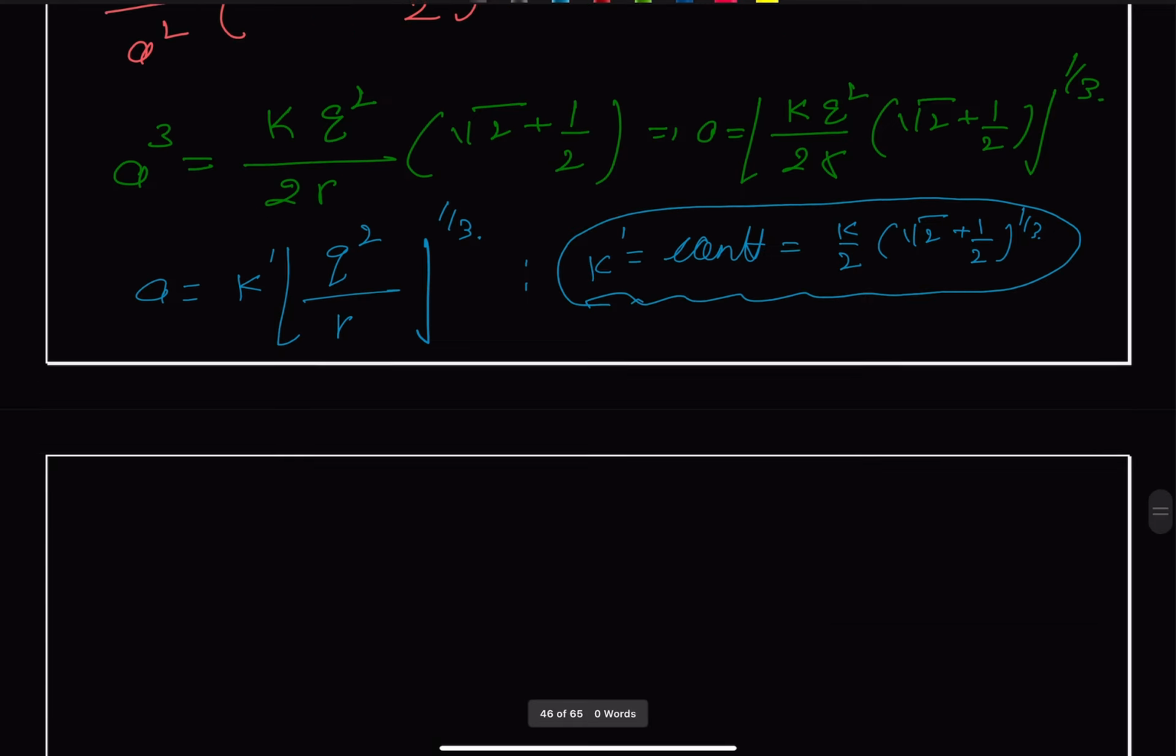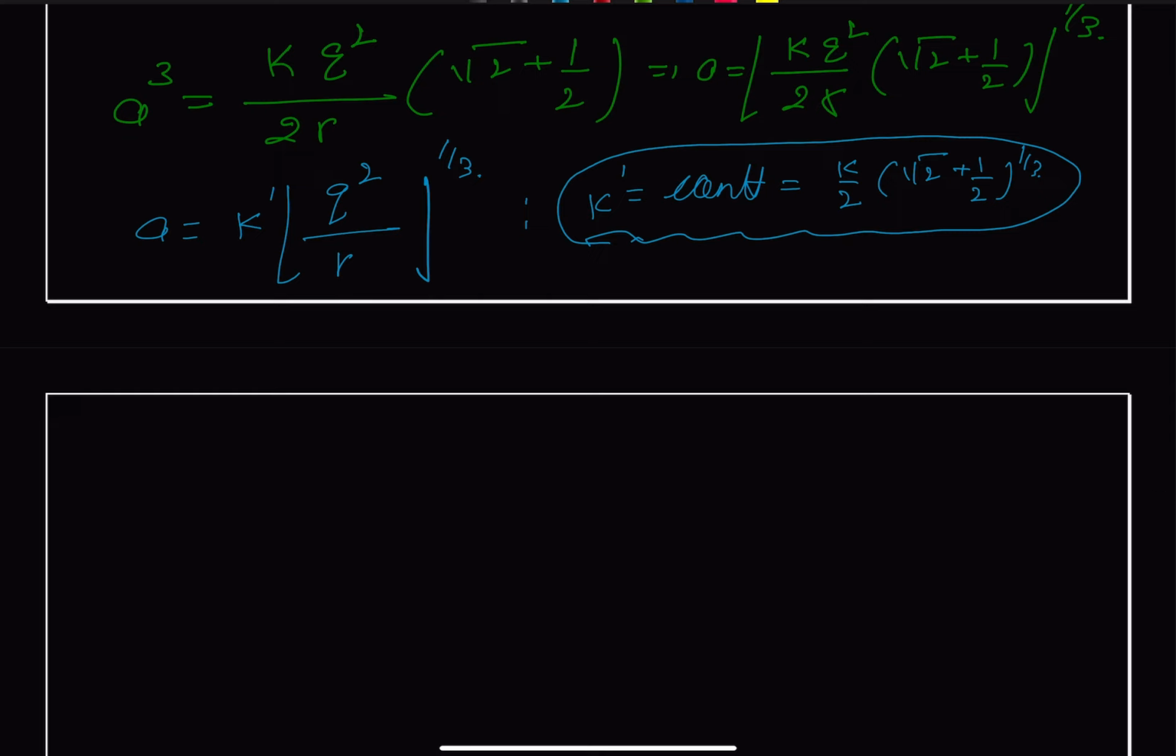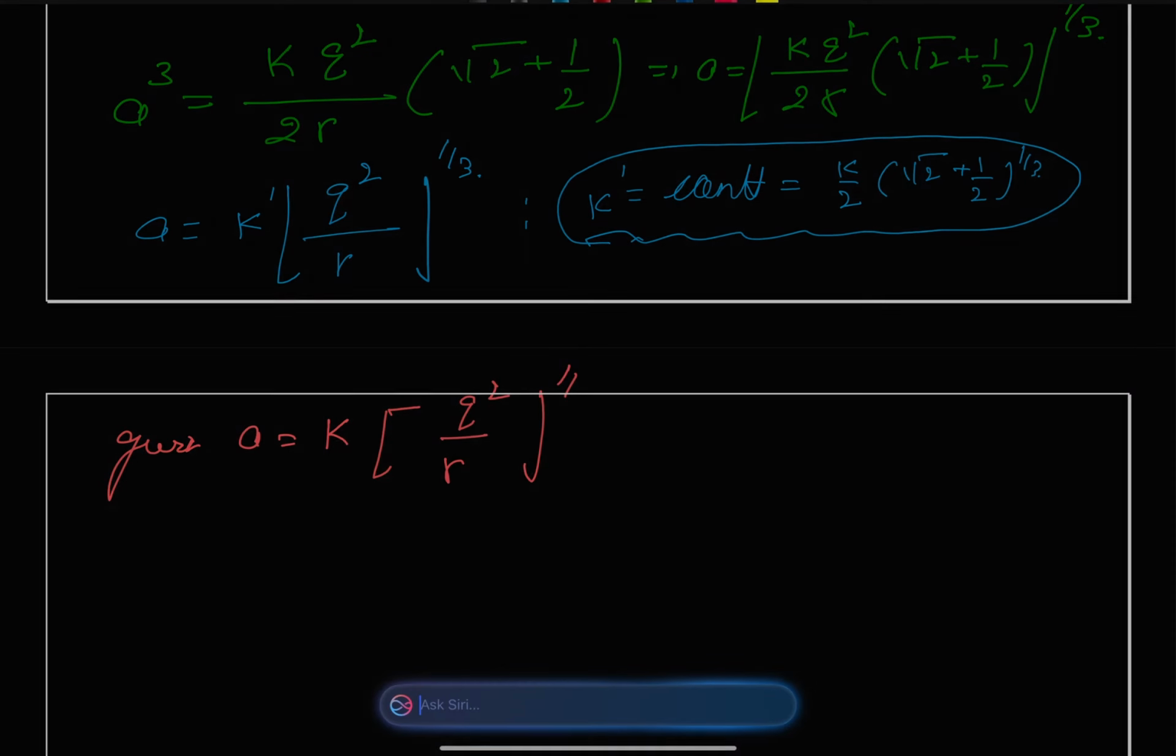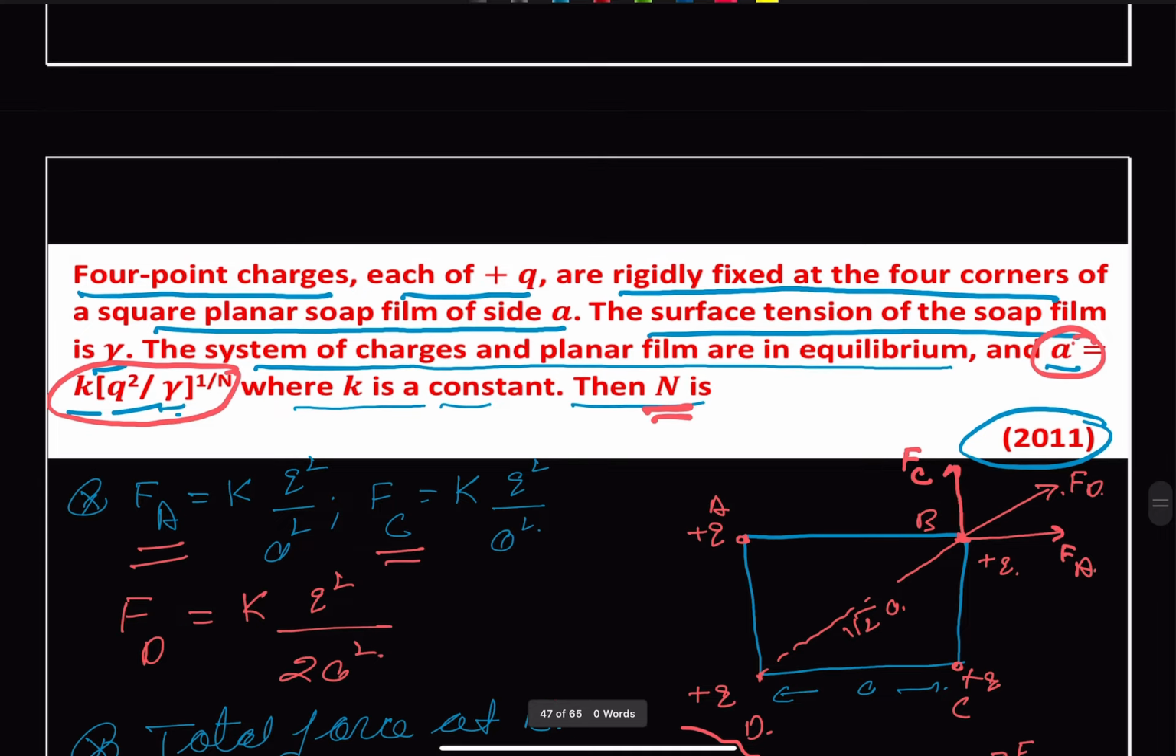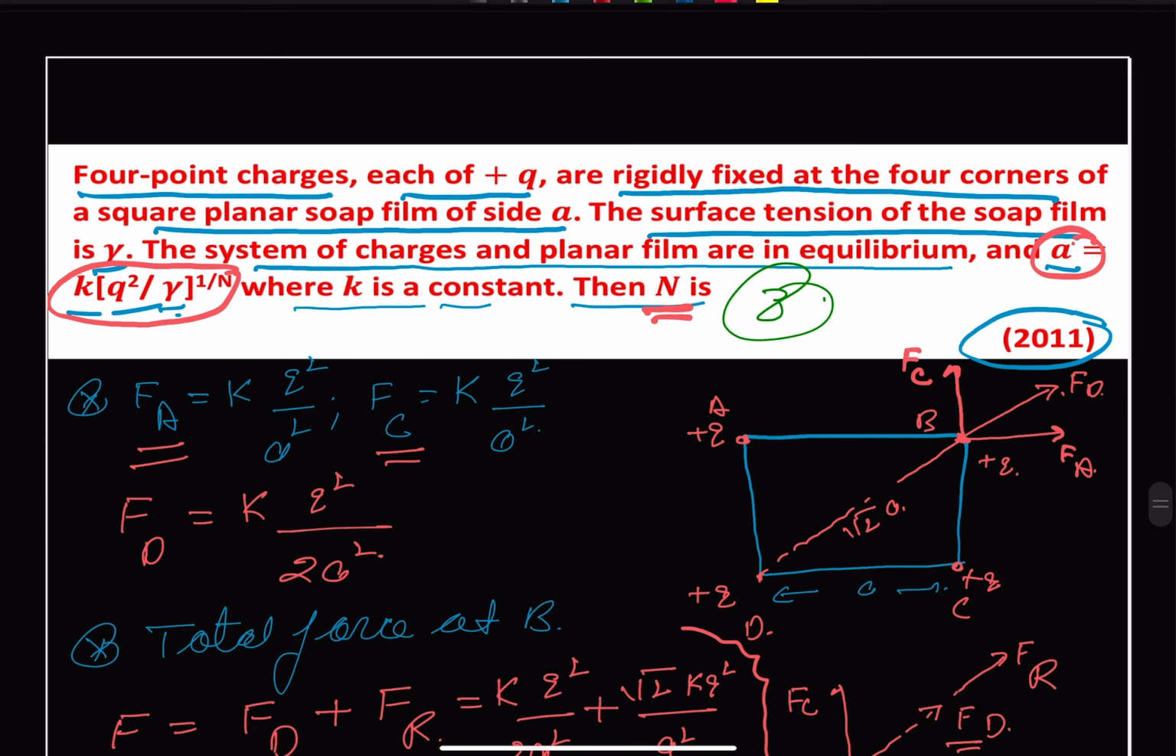And we can compare it with the given value of A. The given A is K Q square upon gamma whole raised to power 1 by n, which is equal to K prime Q square upon gamma whole raised to power 1 by 3, and this simply gives us that the value of n is equal to 3. So the value of n is equal to 3. Next question.